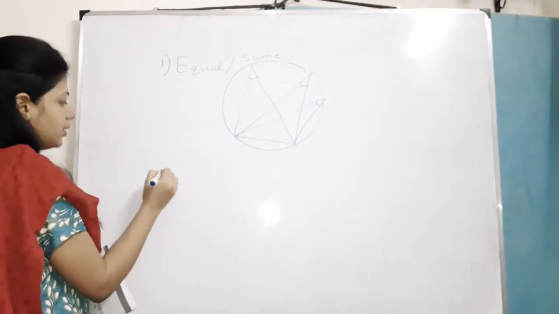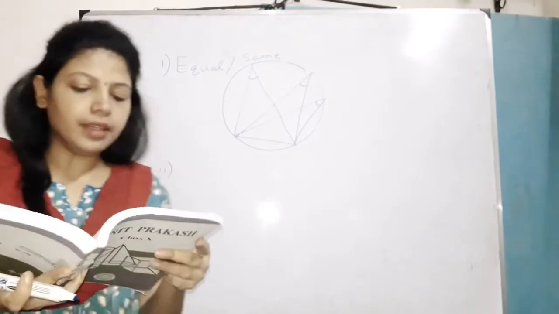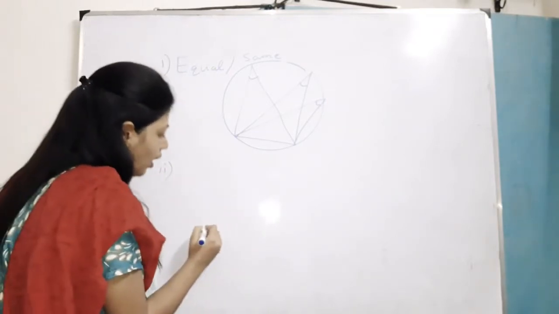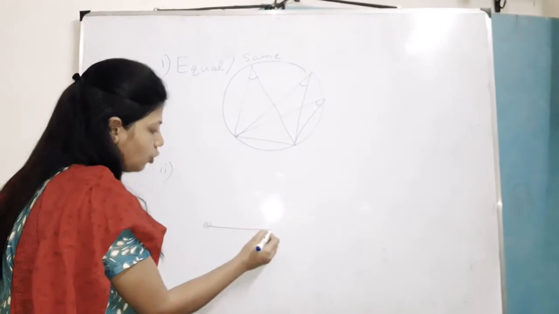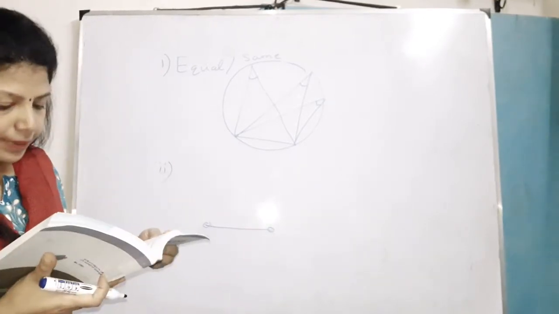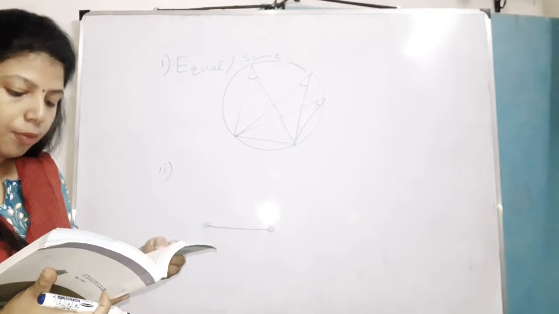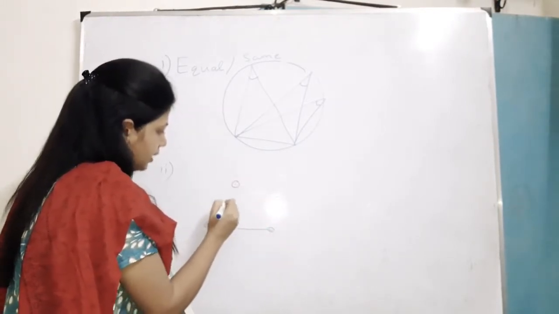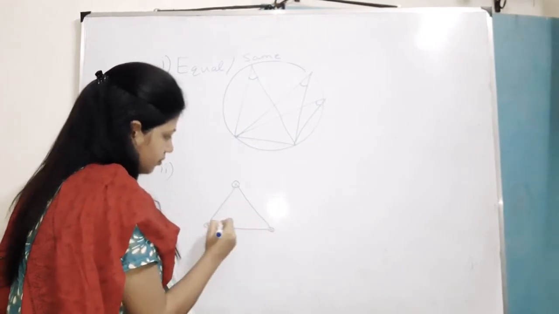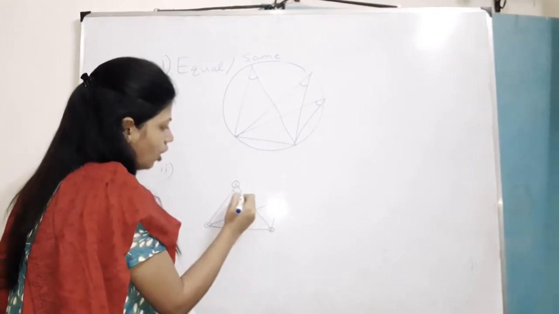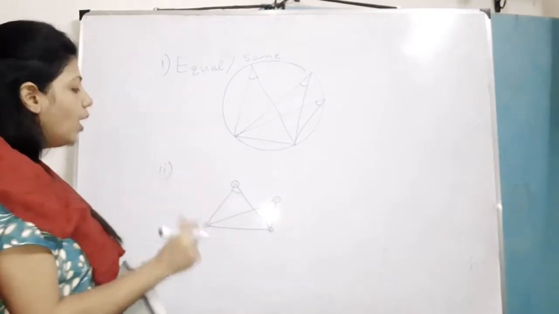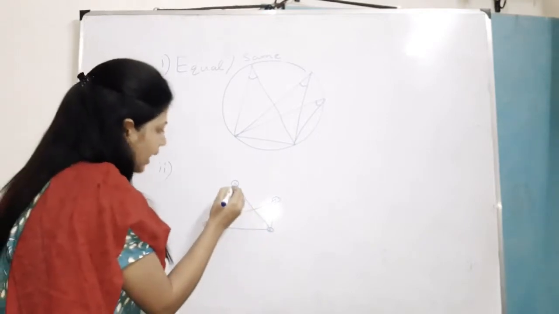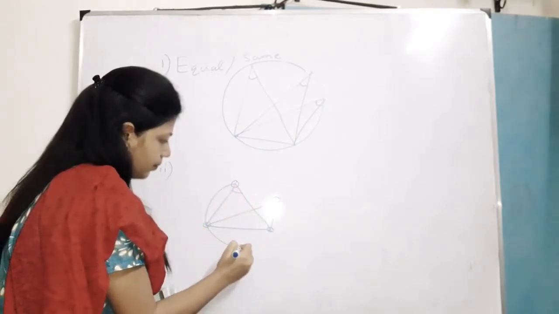Now fill in the blanks number 2. What is given here? If the line segment joining 2 points subtends equal angle at 2 other points. So first I will take one line segment joining 2 points. Now take 2 other points. Subtend equal angle. That means both of these angles are equal. Now what is the relation between these 4 points? It is obvious that they will be concyclic.